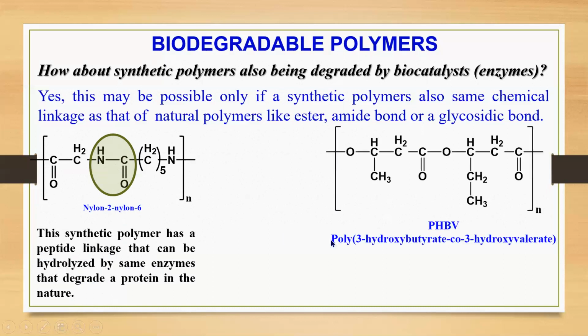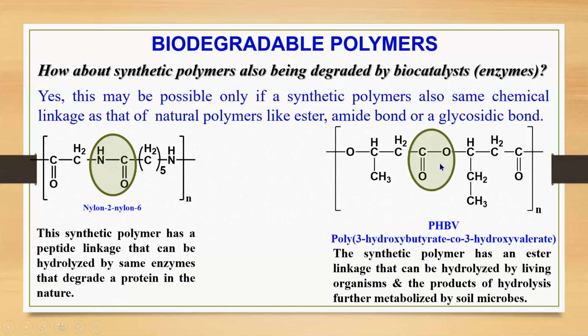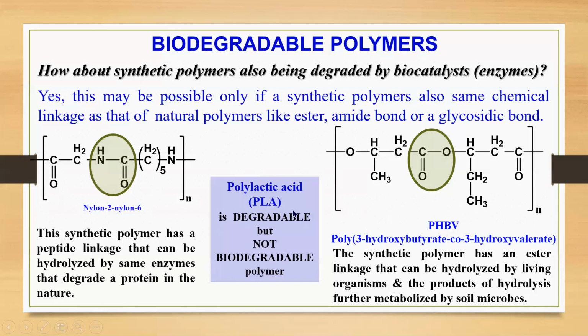Similarly, there is another polymer which has an ester linkage. This is an ester linkage, and the name of this polymer is poly 3-hydroxybutyrate co 3-hydroxyvalerate. Now this polymer has an ester linkage that can be hydrolyzed by living organisms, and the products of hydrolysis are further metabolized by soil microbes. Now, interestingly, there is another polymer called polylactic acid.